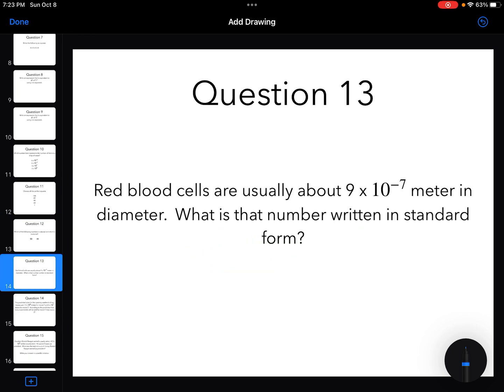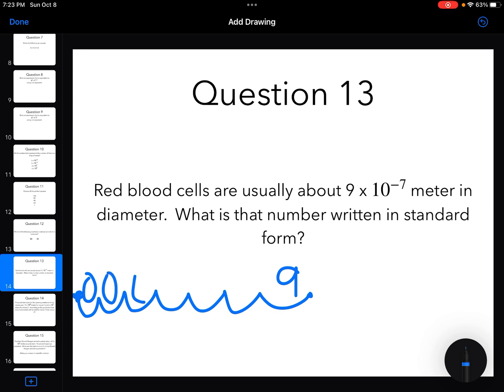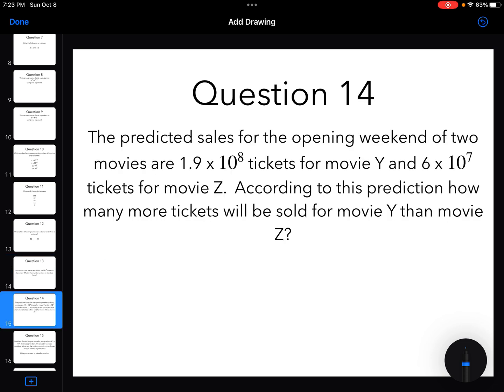Red blood cells are usually about 9 times 10 to the negative 7 meters in diameter. What is that number written in standard form? So I have my 9 and I put my decimal point. And then going in the negative exponent, that's 1, 2, 3, 4, 5, 6, 7. I put my decimal, and then I'm going to put zeros all in front. So that's what it's going to look like in standard form.